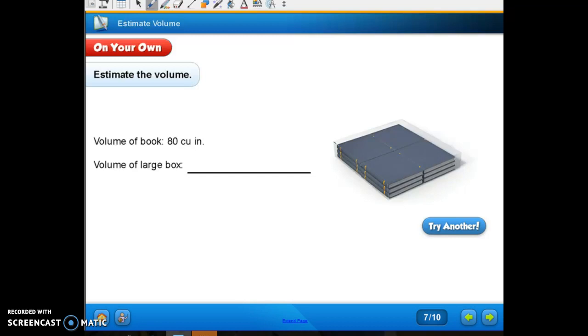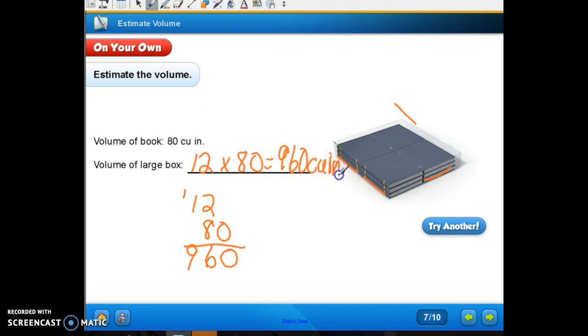Okay, this is number 4. Volume of a book is 80 cubic inches. How many books are there? How many are on the bottom? 1, 2, 3, and 1 hidden back there. 4. So we have 4 books. We have 3 layers of books. So how many books do we have? 12. 12 books times 80. 960 cubic inches.